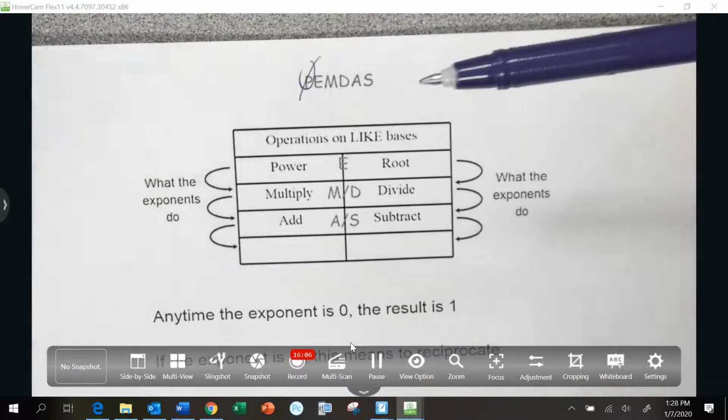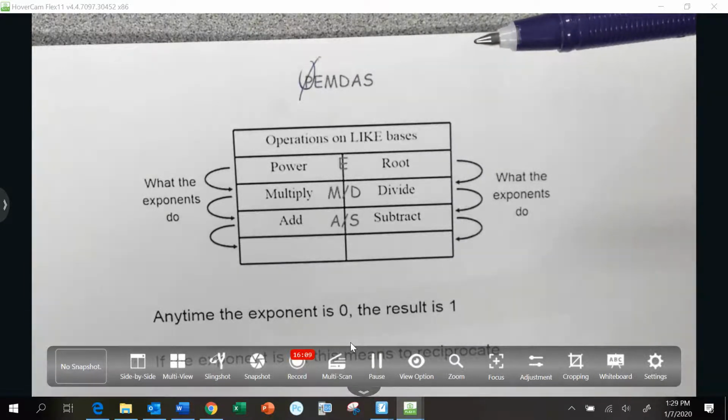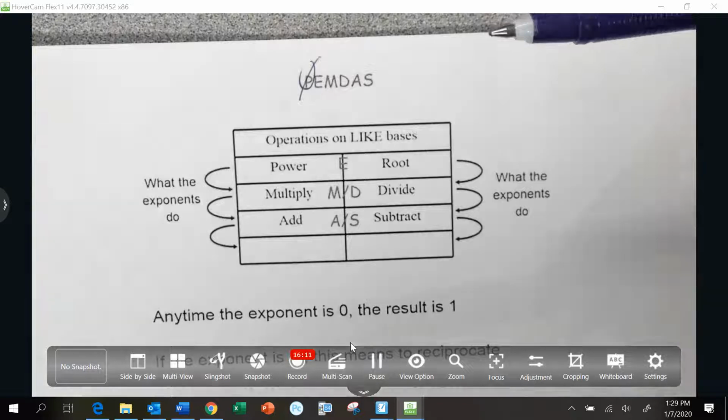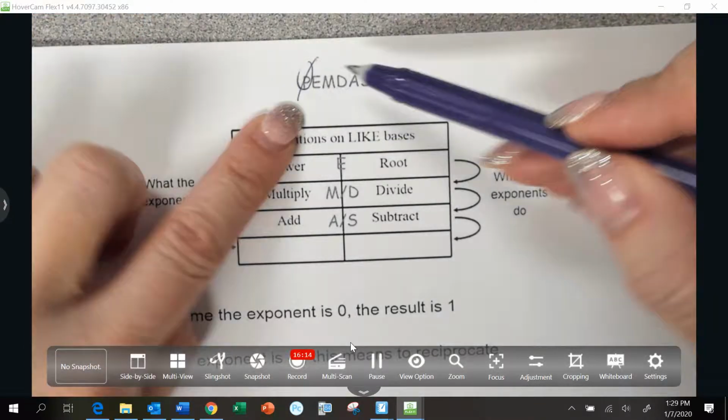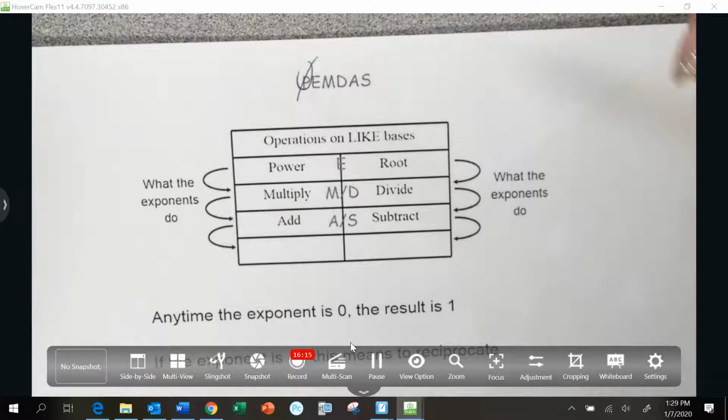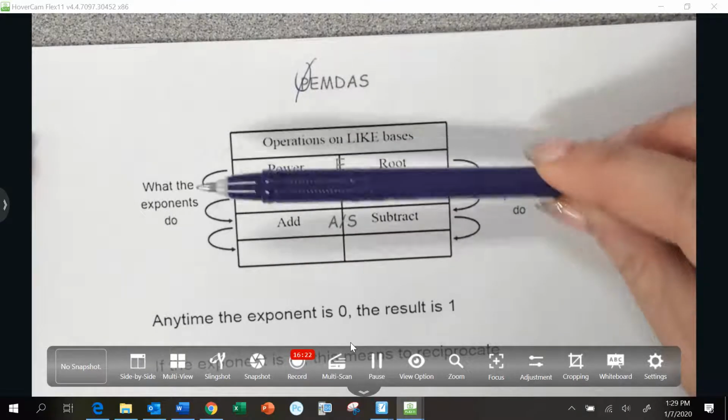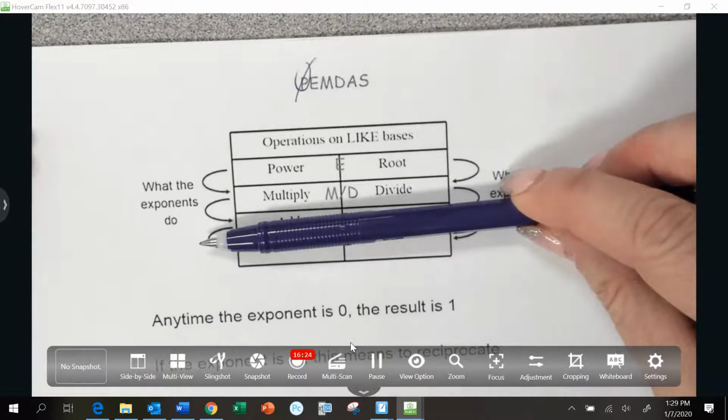Question? Yes, but that's not in my chart. That's why I crossed it out. Parentheses, you would always set up my operations to set this up.